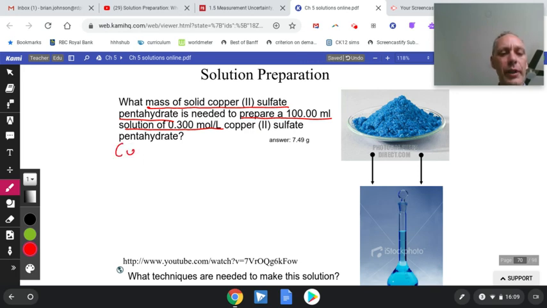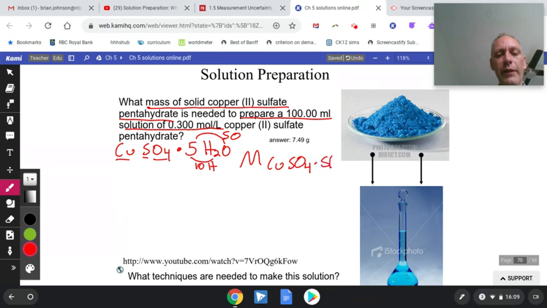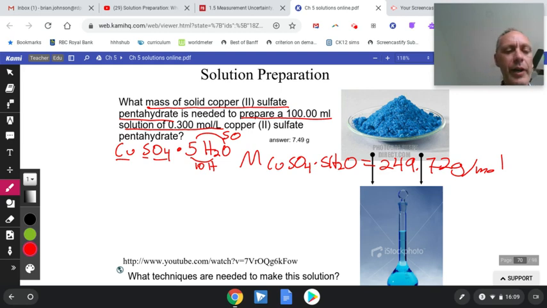Copper 2 is Cu2+. Sulfate is SO4 2-. So copper sulfate, penta means 5 waters, pentahydrate. Okay, that's a huge molar mass. 1 copper, 1 sulfur, 4 oxygen, 10 hydrogens, and 5 more oxygens. Add all that up, you get a molar mass of CuSO4·5H2O equal to 249.72 grams per mole. And remember, we need that molar mass because that's where we're getting our grams from.